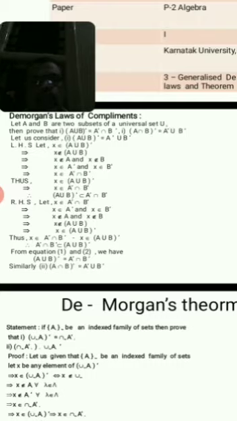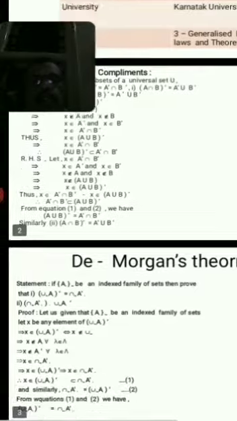So from the above two, (A union B)' is equal to A' intersection B'. Similarly, the second one, (A intersection B)' is equal to A' union B'. So this is what De Morgan's laws of complements. Any doubts in this proof about De Morgan's laws? Okay, next we have come to De Morgan's theorem.